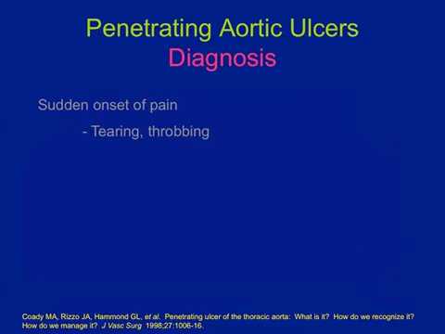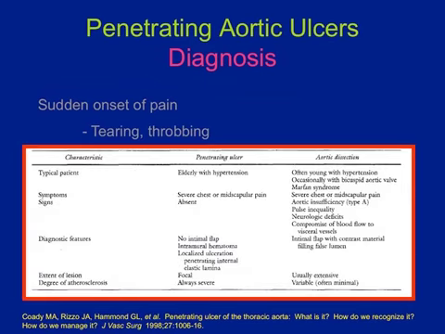It may be more useful then to highlight the differences in presentation between patients with penetrating aortic ulcers and patients with aortic dissections. This table by Cody et al. illustrates this point quite nicely. The typical patient with a penetrating aortic ulcer is an elderly patient with a median age in the 70s and suffering from high blood pressure.